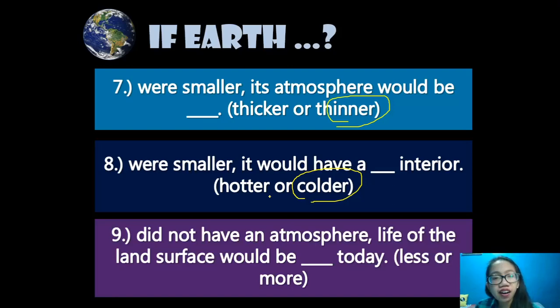Okay, 9. If Earth did not have an atmosphere, life on the land surface would be less or more today. Okay, so this is quite easy, of course. If we wouldn't have an atmosphere, we would have far less life on Earth.